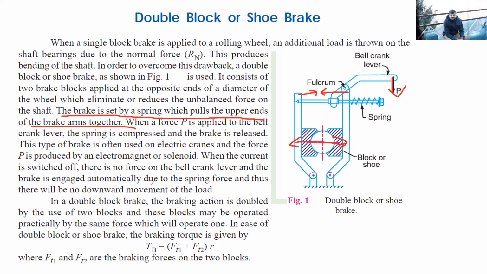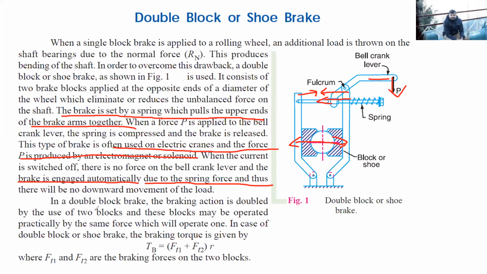All right. Now, this can be operated with the help of current also, or you can use an electromagnet for this. This type of brake is often used on electric trains, and the force P is produced by an electromagnet or solenoid. This force P will be produced by solenoid or electromagnetic force. When the current is switched off, there is no force on the bell crank lever. This is your bell crank lever, and due to that, the brake is engaged automatically. So when no force is acting, the brake will be engaged due to the spring force. So this spring will be pushing this towards inside.